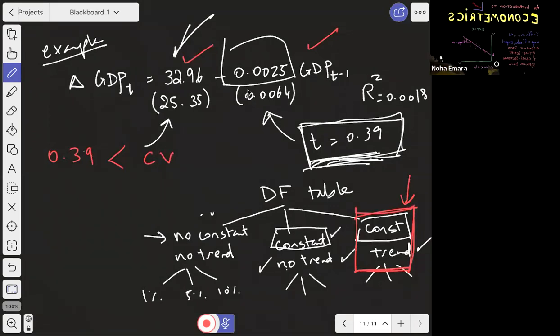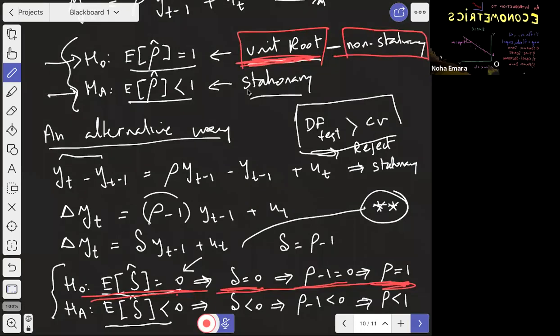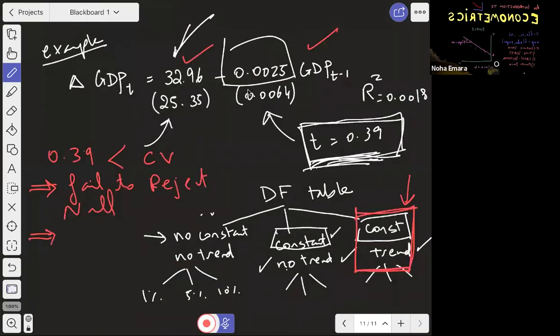And you're actually going to fail to reject the null. And what is the null? When you go back, what is the null hypothesis? I fail to reject the null, right? The null is saying that this coefficient is equal to 0. What is the meaning of delta being equal to 0? It means that rho minus 1 is equal to 0. It means that rho is equal to 1. It means that I have unit root. So I fail to reject the null of unit root. My conclusion is the series is non-stationary. So you would write that here. Fail to reject the null, conclusion, non-stationary. Okay, so GDP is non-stationary.